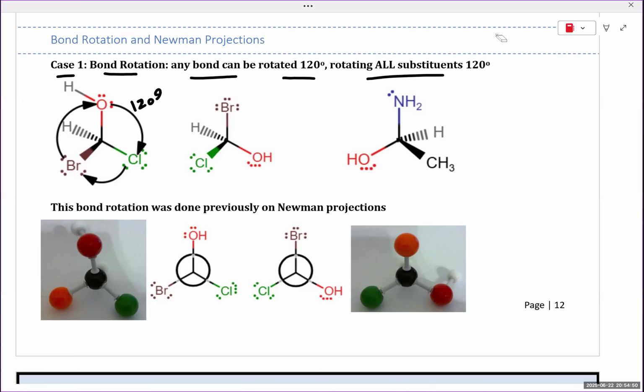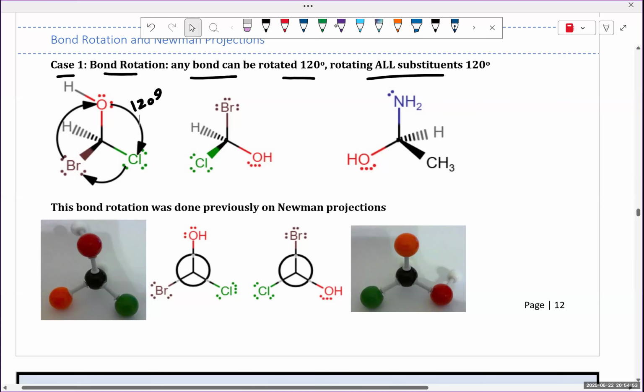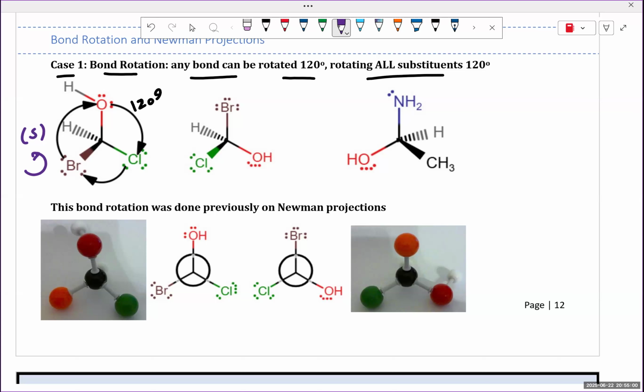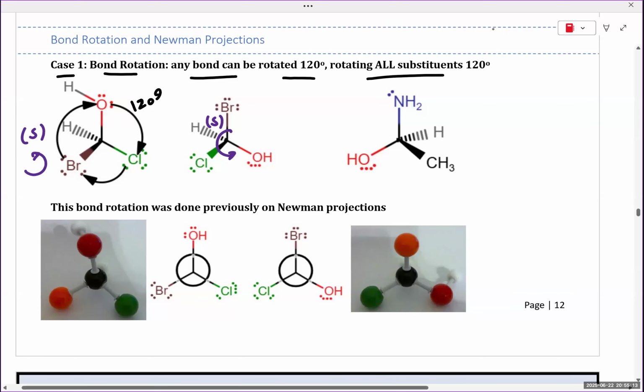Note, if we take a look at our configuration before and after, nothing has changed. This is still starting as an S stereocenter. It is still an S stereocenter. So we've just rotated our bonds. We've just looked at a different perspective of this molecule. We have not changed anything in a substantial way. We haven't inverted this stereocenter or done anything to our stereocenter. We're just looking at this molecule from a new perspective.